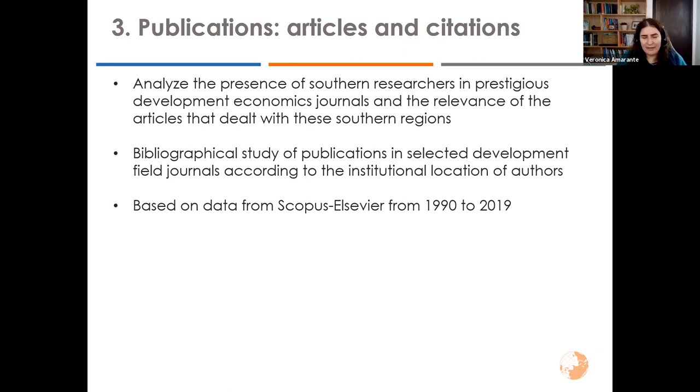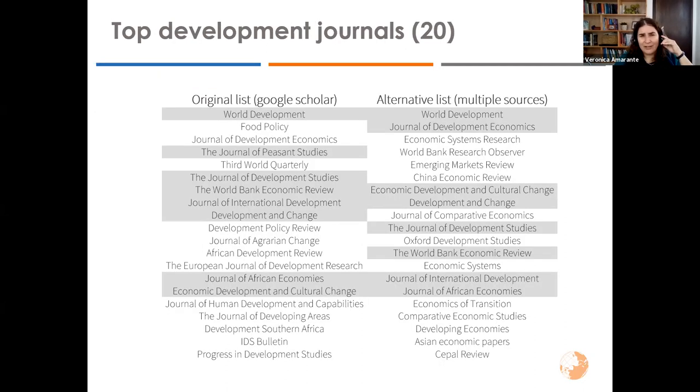So this part is basically a bibliographical study of publications in selected developing journals, and the data is taken from Scopus, from 1990 to 2019. So it's a time period, and we are considering articles in development journals. The journals here, we have the list of journals in the original paper. We consider two lists.